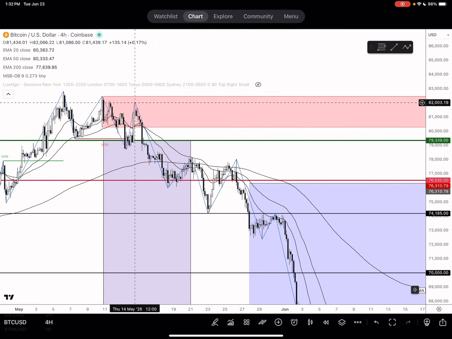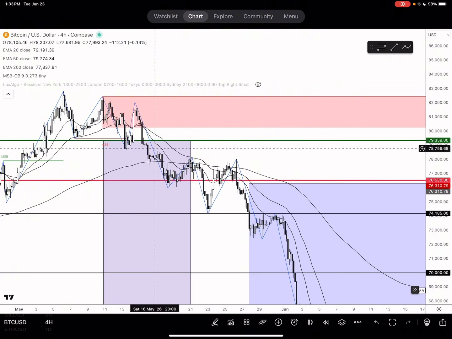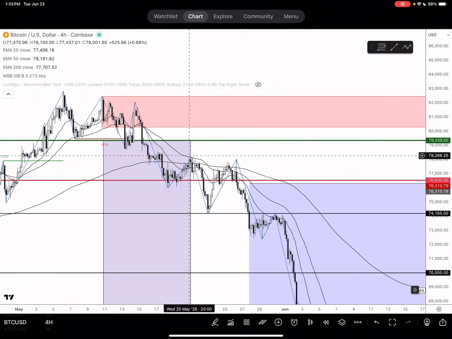What do we want to see? Retracement, and then close back below again. Once that takes place, we're pretty confident that we're not going to be seeing lower lows, lower highs.